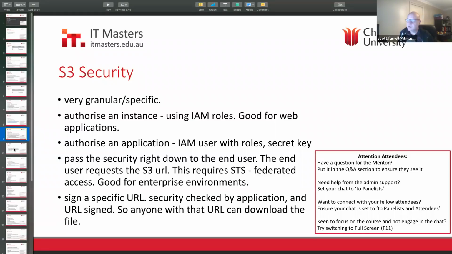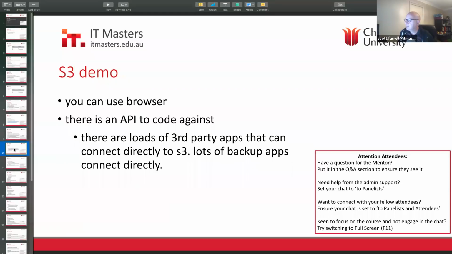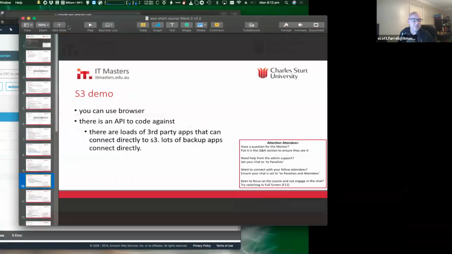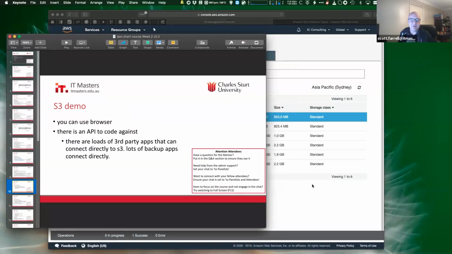So we're going to take a quick look at, I'm going to do a bit of a demo. Obviously, you can use a browser to access S3, and that's in the lab. So I'm not going to spend a lot of time on how you upload and download files in the browser, because that's the straightforward way of doing it.